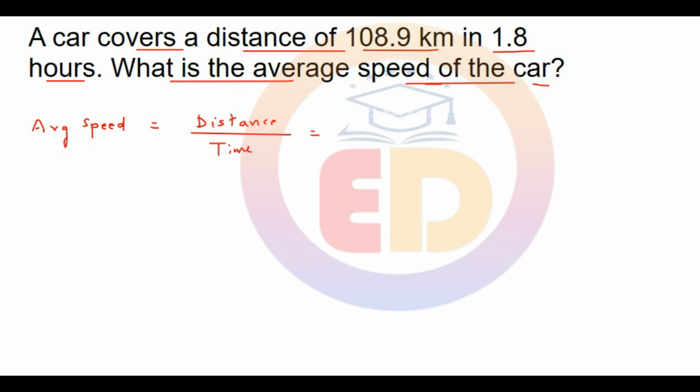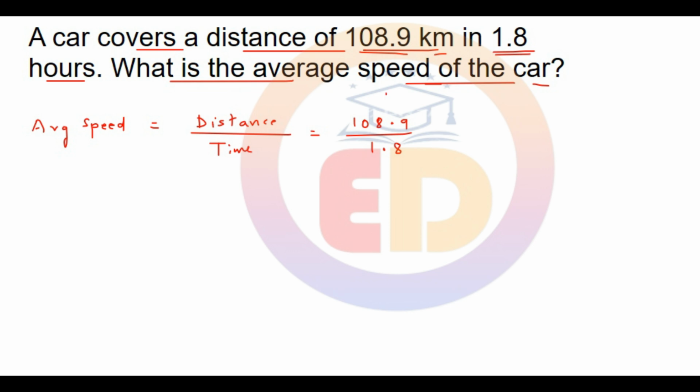Here, the distance covered by the car is given as 108.9 km, and the time is given as 1.8 hours. So take it in the denominator. Now we have to divide both of them to find out the answer.